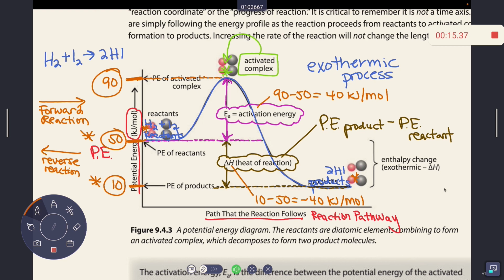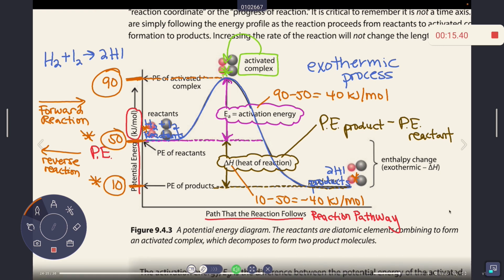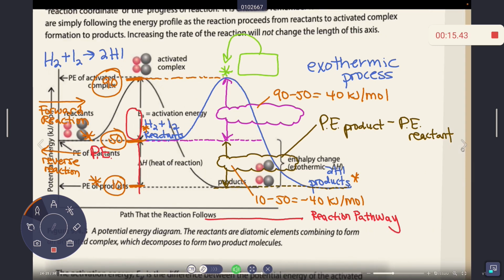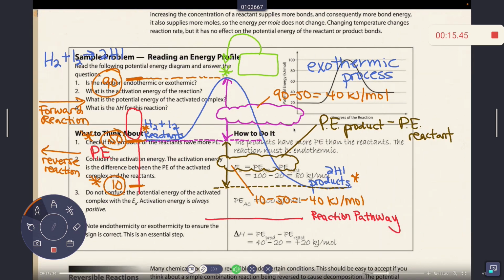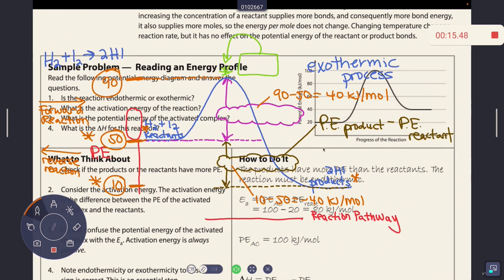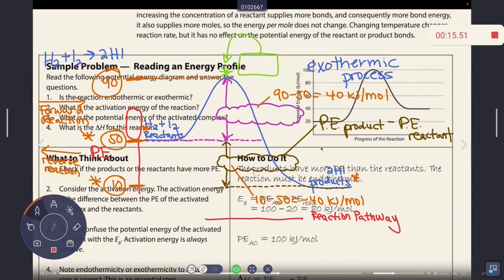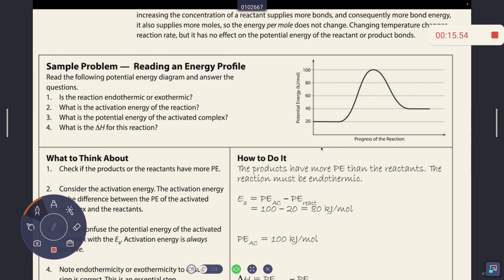So I want to take a look at some practice problems. Let's go to the next page and look at this sample problem on reading an energy profile. It says, read the following potential energy diagram and answer the questions. Does this reaction look endothermic or exothermic? Yeah, it's endo. The curve for the exothermic reaction on the previous page had the potential energy of the products less than the potential energy of the reactants, so that was exo. Over here, the potential energy of the products is greater than the potential energy of the reactants, so that's why it's endo.